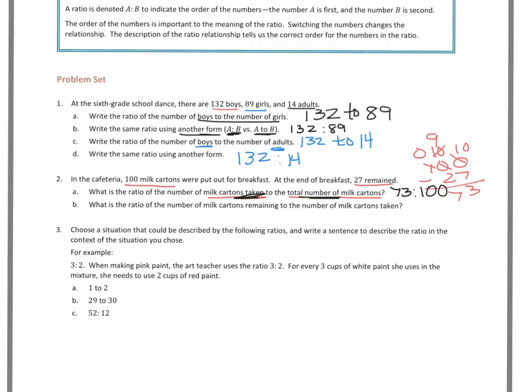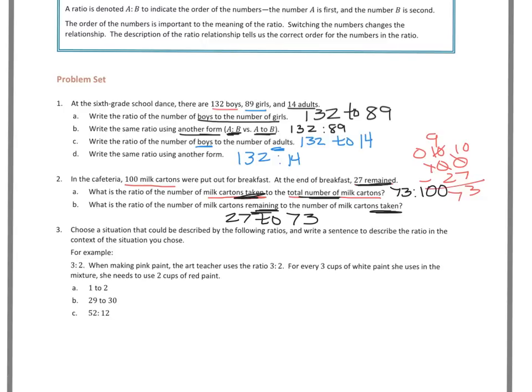What is the ratio, for B, of the number of milk cartons remaining to the number of milk cartons taken? So number remained comes first, and then taken comes second. So 27 remained, because that comes first, and then the number that was taken we just subtracted for to find 73. And I used a different one. I didn't use the colon this time, I used the word to.